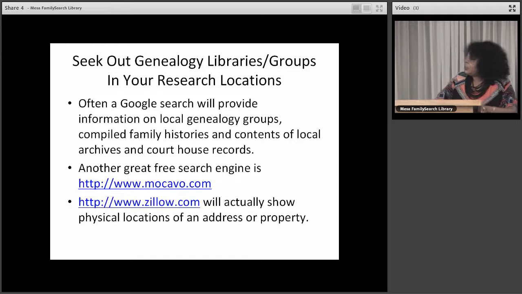Like I said, seek out the genealogy libraries and groups in your research area. Use your Google. Use Mapquest and Zillow. You can use Zillow or Google Earth. Our little family church down in Alabama, we Googled in on it, and there was the church, and there was the road, and I was telling Larry, oh yeah, that's where Aunt Krantz had her cornfield. So you can actually see these places.